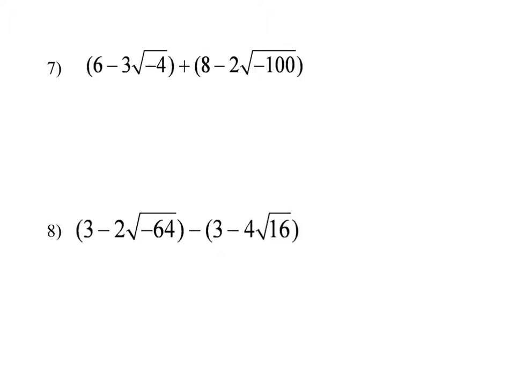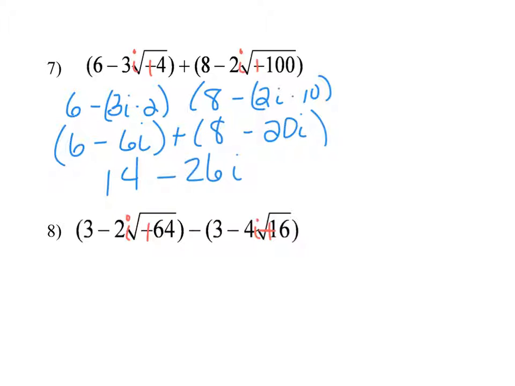Alright, try these two and see how it goes. Right, here's the first one. 14 minus 26i. You just have to remember that when you're doing this, change that negative 4, make it an i radical 4, take the square root of 4, we get 2, here we get 10, and these two things get multiplied together. The square root of 4 is 2, times 3 is 6. So then 10 times 2 is 20, we combine them and we get this.